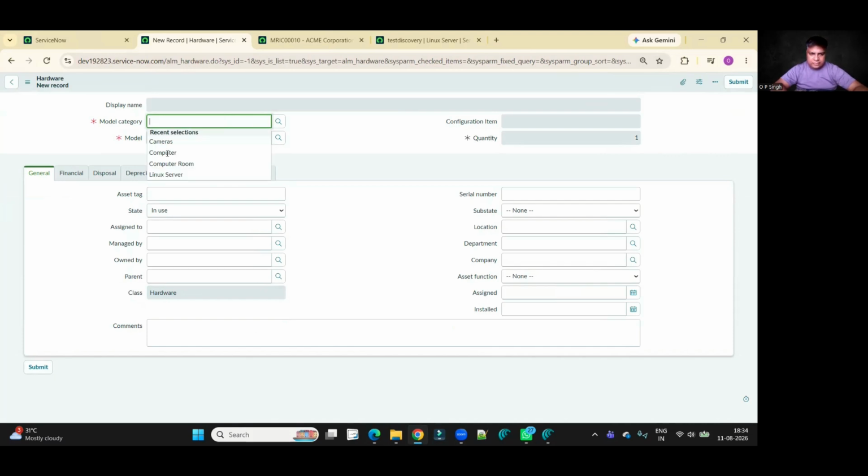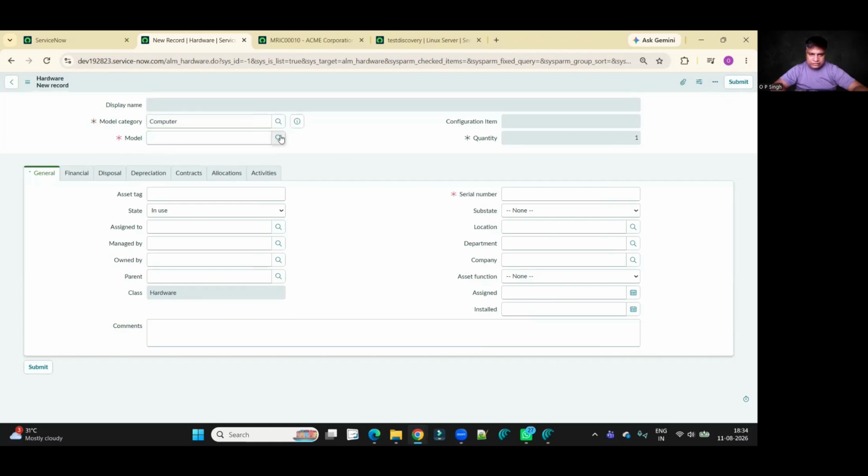Let's say it is a computer or computer room. One thing, whether a CI is created or not, that also depends on the model category. So if I create an asset for computer, it will create a CI. Whereas if I create an asset for computer room, it will not create a CI. Okay. So these all things are discussed in the very first video or last video. You have to go through it. Okay. So just provide these things.